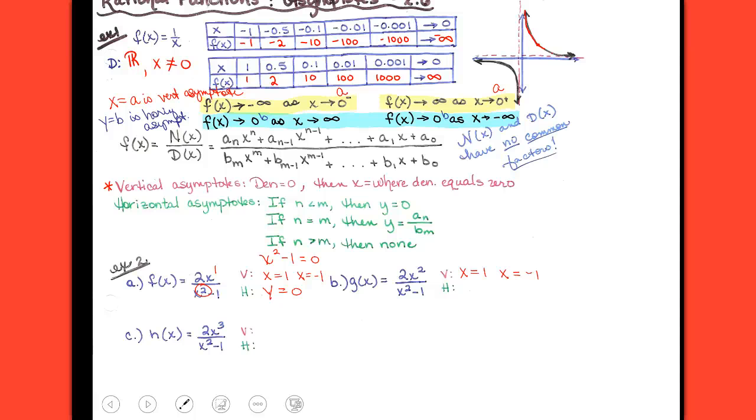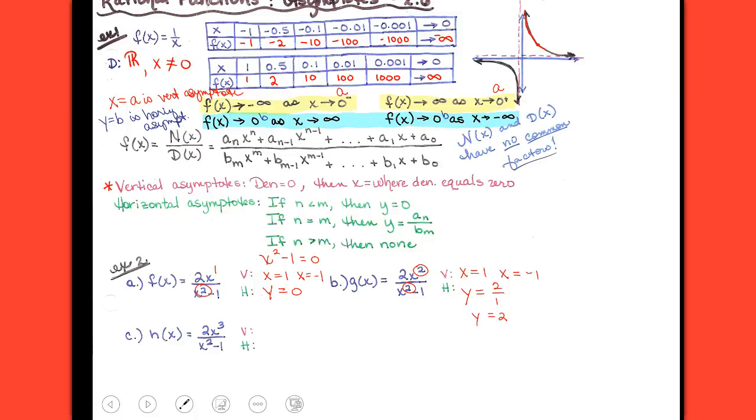For the horizontal asymptotes, what's the degree of the numerator? 2. What's the degree of the denominator? 2. So if I compare the degree of the numerator and the degree of the denominator, since they're the same, I'm going to say y equals leading coefficient over leading coefficient. So what's the leading coefficient in my numerator? In my denominator? So I'll get y equals 2 over 1, or y equals 2.